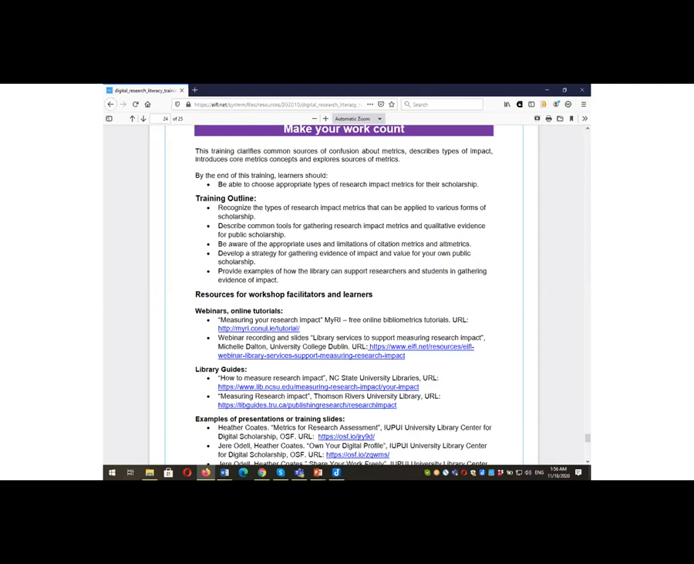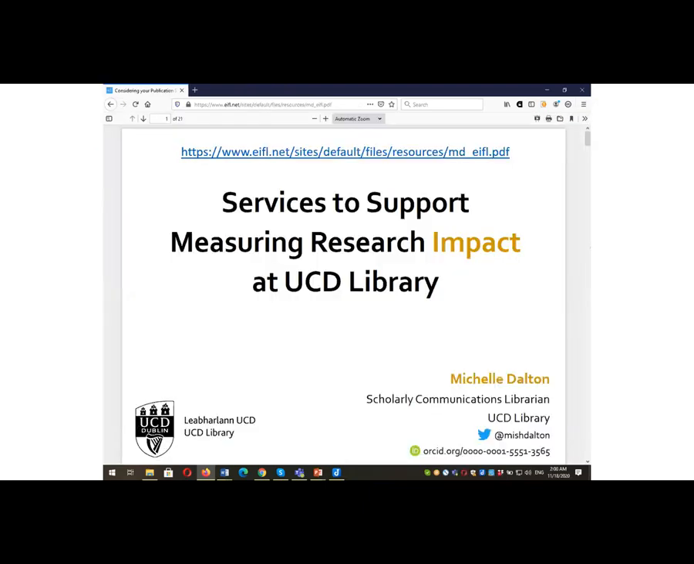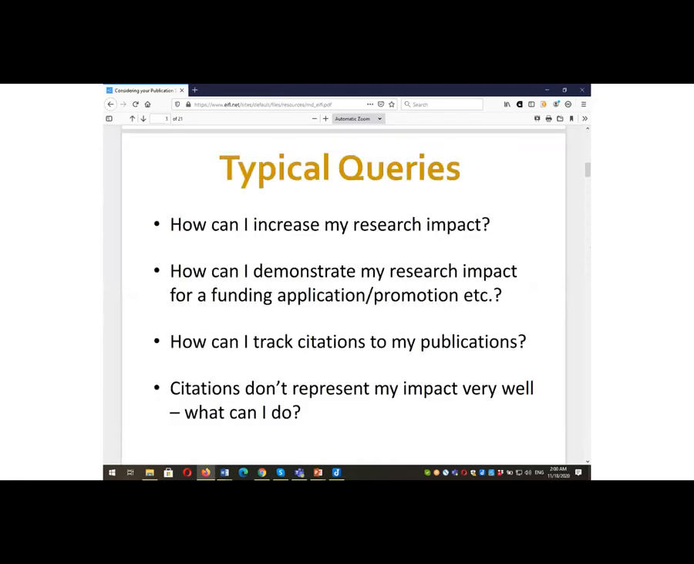that. And as with bibliometrics, there are also links to webinars, libguides, presentations that you can reuse for that. And last year we had a webinar with Michelle Dalton from UCD on library services supporting measuring research impact, and the recording and slides are available, and I'll show just a couple of them relevant for today's discussion. But if you're interested, please go back and have a look at the slides and recordings.